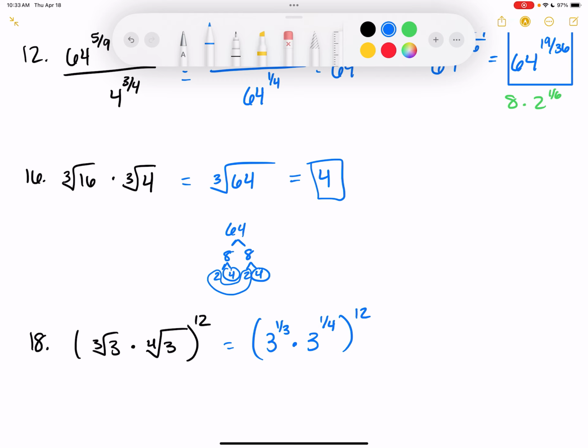The other option is we can just multiply each exponent in here by 12 and get it that way, which is the easier way to do it. So this is going to become 3 to the 1/3 times 12, which would be what? What's 1/3 times 12? 4. So 3 to the 4th times, what's 1/4 times 12? So then 3 cubed. And this would end up giving you what?